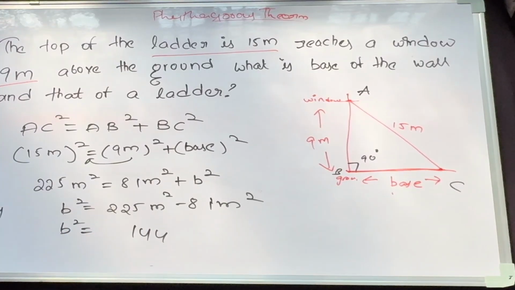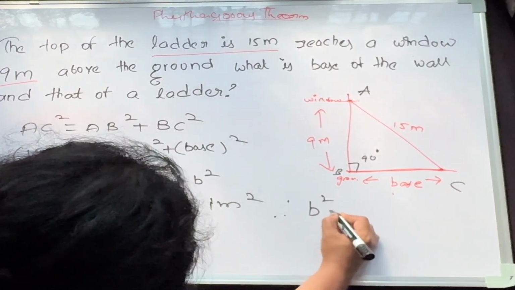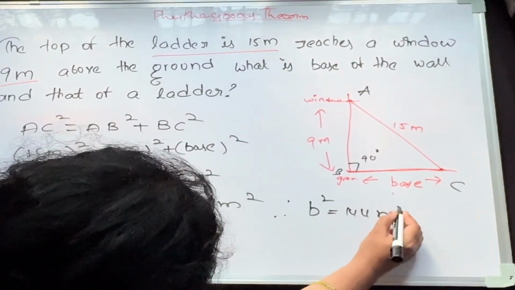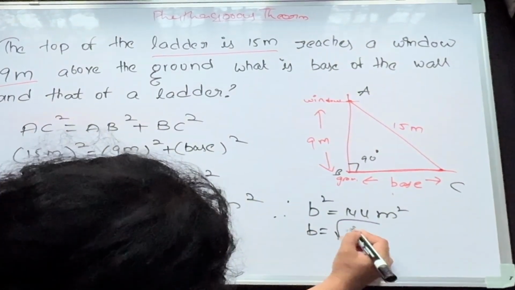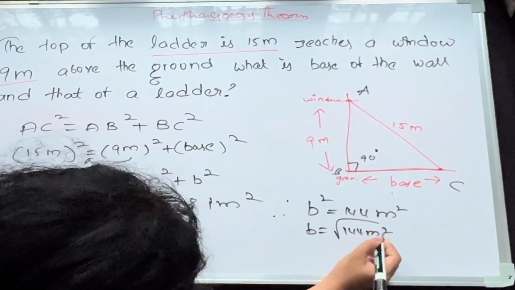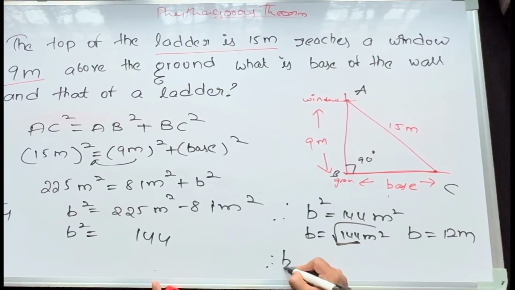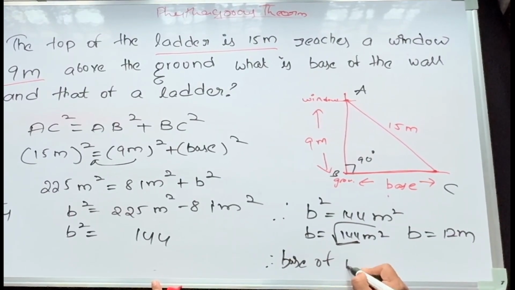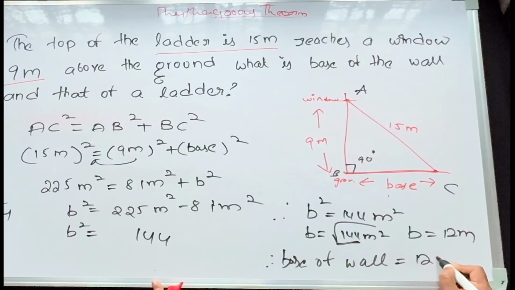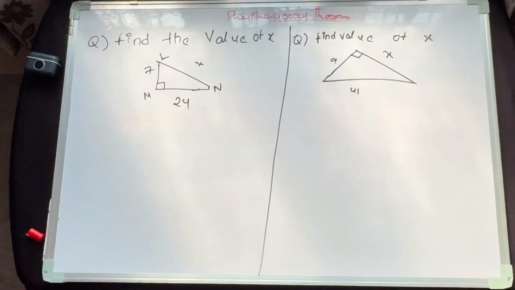Therefore, B square is equal to 144 meter square. B is equal to root of 144 meter square. Base is equal to 12 meters. Therefore, the base of the wall is 12 meters, like this.